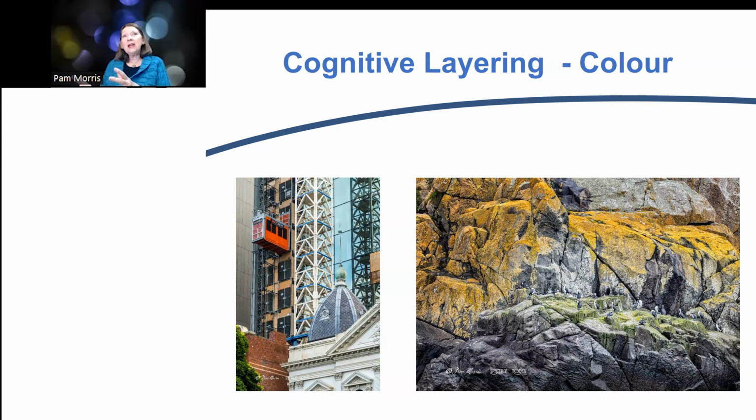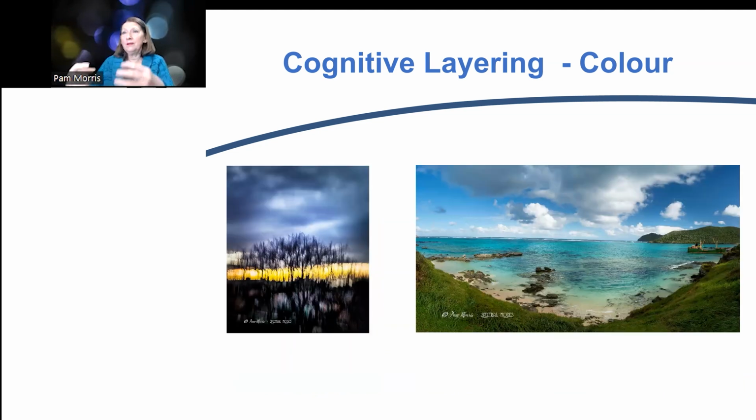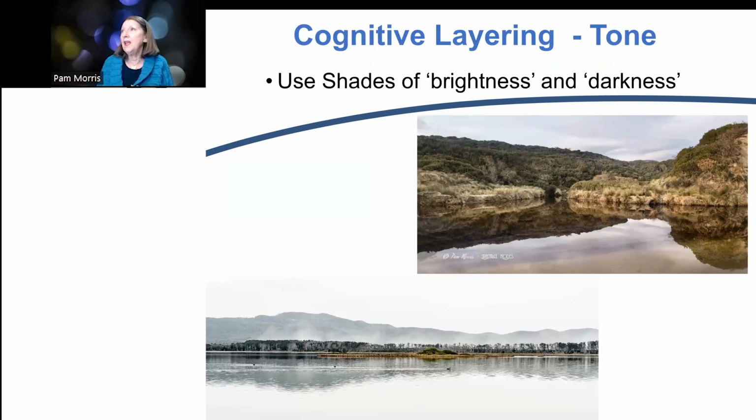So we talked about physically layering images using the subjects within the different layers. We can also layer cognitively using colour, so that we end up stepping the viewer through the image, because the different subjects within the image are different colours, and it leads the viewer through the image using those layers. We can also use tone, which is the brightness and darkness of different sections within the image, and that also allows the viewer to step through.